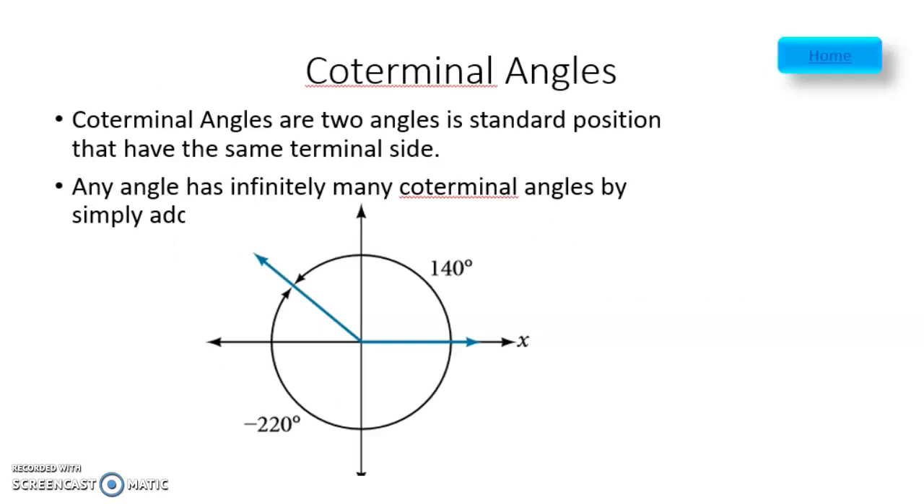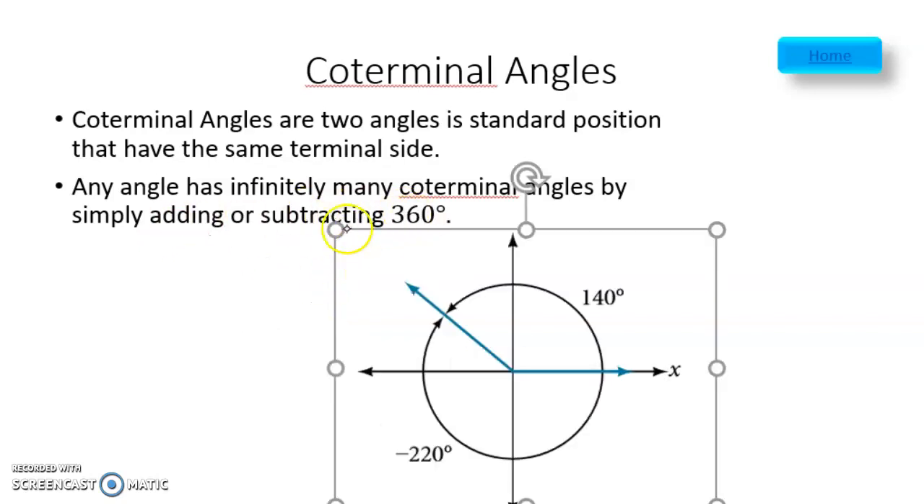Okay, now coterminal angles have the same terminal sides. So two different angles in standard position that have the same terminal side. Any angle has a bunch of coterminal angles. All you have to do is keep adding 360 to it, or keep subtracting 360 from it, like it says right here.